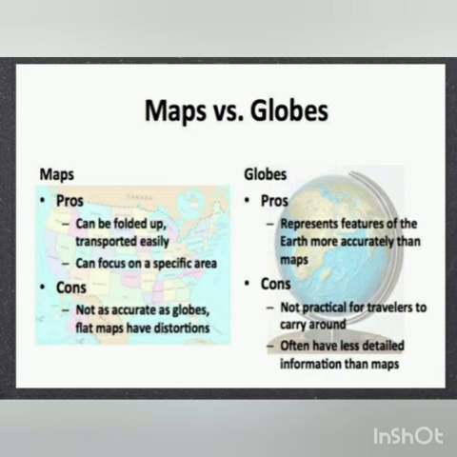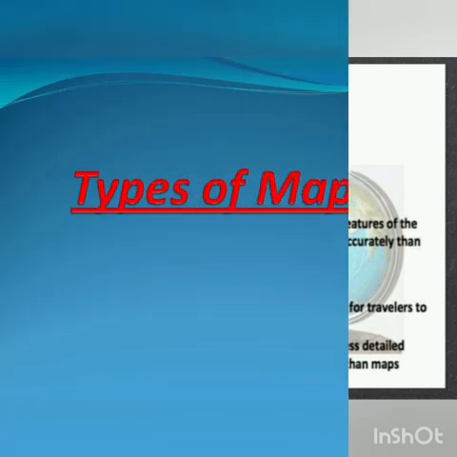Now we can do a comparison between maps and globes. So the advantages of maps are that they can be folded up, they can be transported easily, and they can focus on a specific area. But globes represent the features of the earth more accurately than maps. Maps are not as accurate as globes. Globes are not practical for travelers to carry around. They have less detailed information than maps.